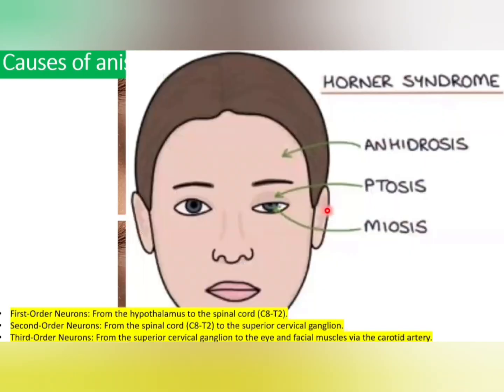Like here, this is the condition, Horner syndrome. I already uploaded a video on Horner syndrome, right? So I will give you a brief idea about it. This comes under neurological disorders.